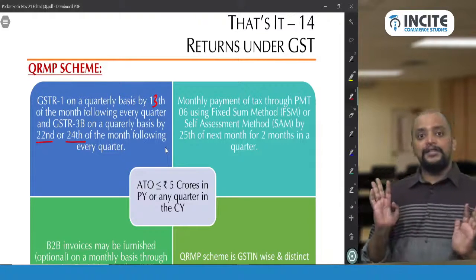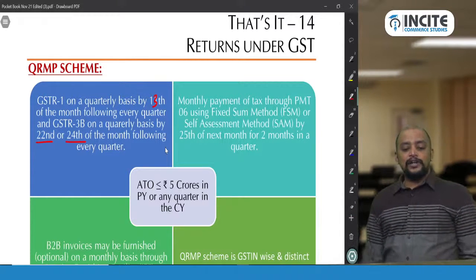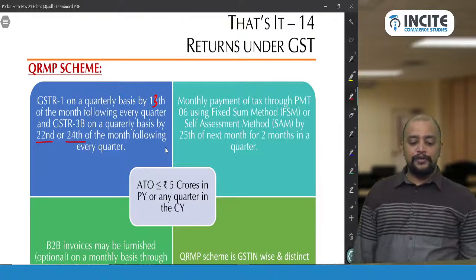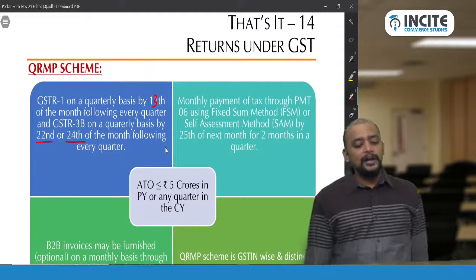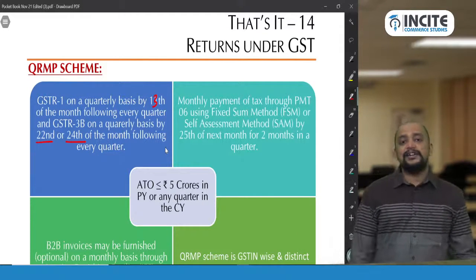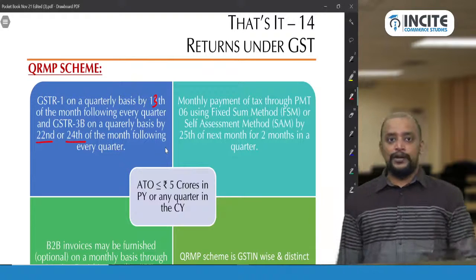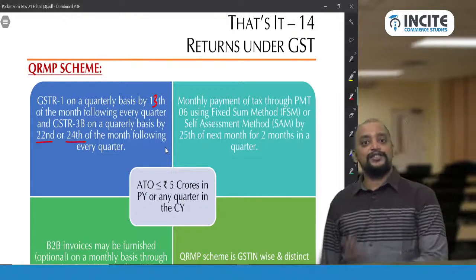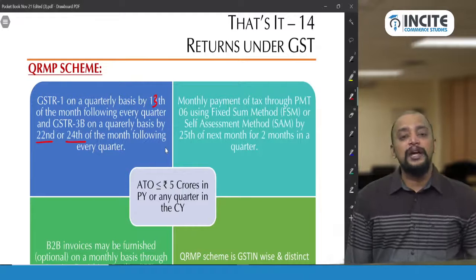That's what I have given in the first box. GSTR-1 on a quarterly basis by the 13th of the month following every quarter, and GSTR-3B on a quarterly basis by the 22nd or 24th of the month following every quarter. So filing is on a quarterly basis. Very good. Then what about the payment of taxes?